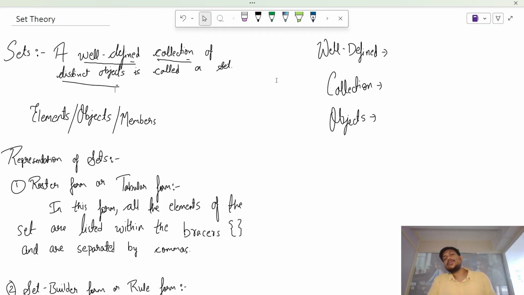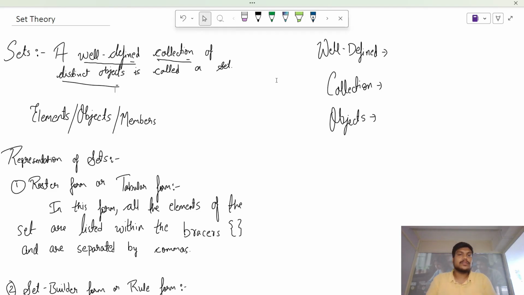If I ask you to make a collection of pens, then you can take red pen, blue pen, green pen or any other pen, but you will not take pencil. Why? Because the word pen is clearly known to us. We know what we mean by the word pen. So a collection of objects in which the definition of what we are collecting is properly, clearly told to us, then I can call such a collection a set. And if it is not well defined, then it is not a set.